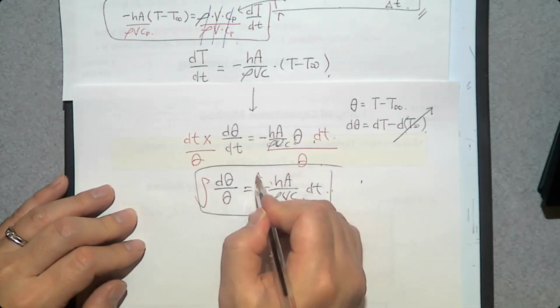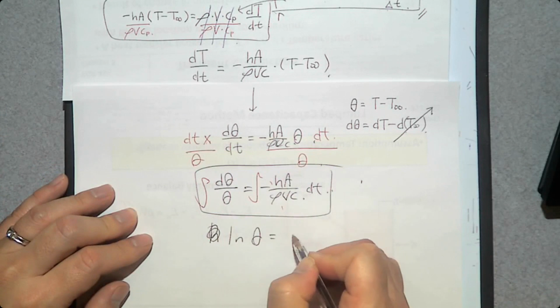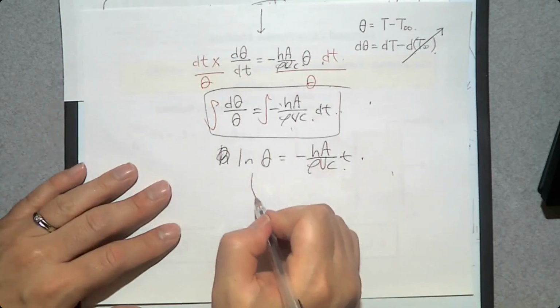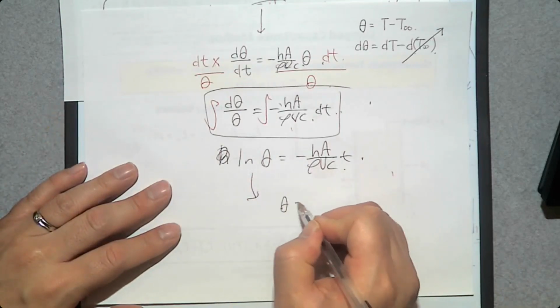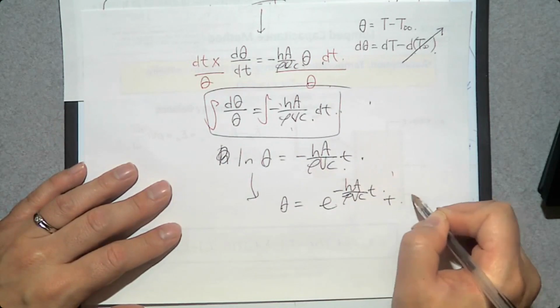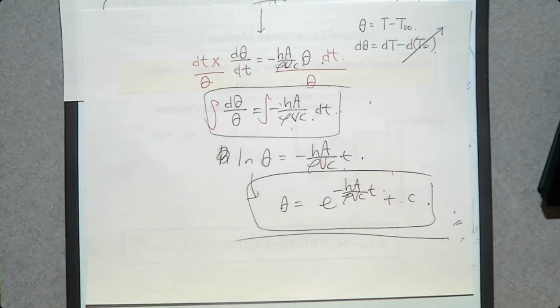If you integrate, you get natural log theta is going to be minus hA over rho V c_p t. Then the solution of this one is going to be theta is e to the minus hA over rho V c_p t plus some constant. So this is the general solution, and we are going to determine this unknown C this Thursday. So we can use this one equation to determine the change in temperature of a lumped system. V is volume.